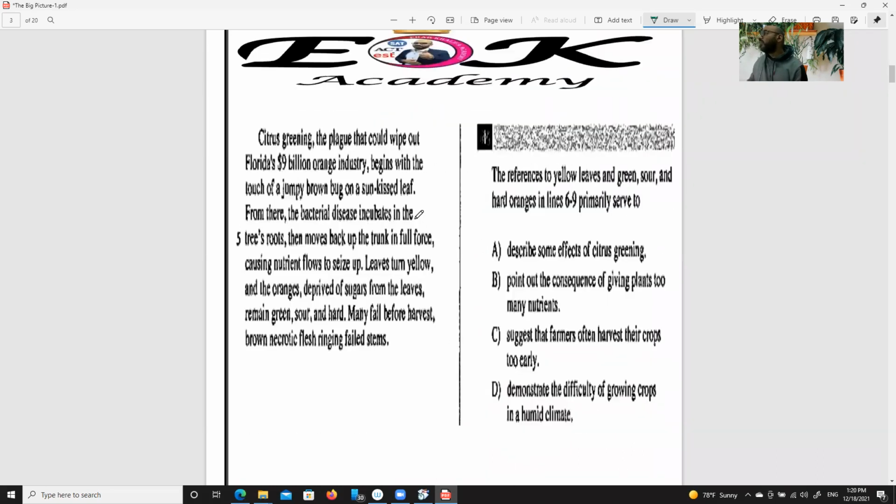Well, guys, pay attention, please. Read this paragraph, answer the question. Read the question carefully: the reference to yellow leaves, green, sour, and hard oranges in lines 6 to 9 primarily serves to what? Read carefully, it's in the answer. Excellent, Ahmed Hamad. Ahmed Hamad sent a good answer, a good main topic. He says, a plague that affects Florida's trees. Wow.